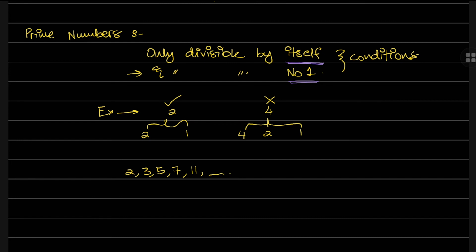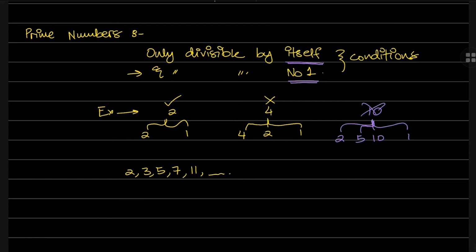Similarly, we have the number 10. Why is 10 not a prime number? It comes in the table of 2, it comes in the table of 5, it comes in its own table, it's coming in the table of 1. So that's why we're not going to include 10 in the list of prime numbers.